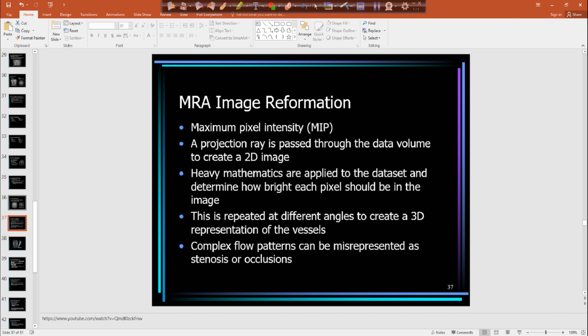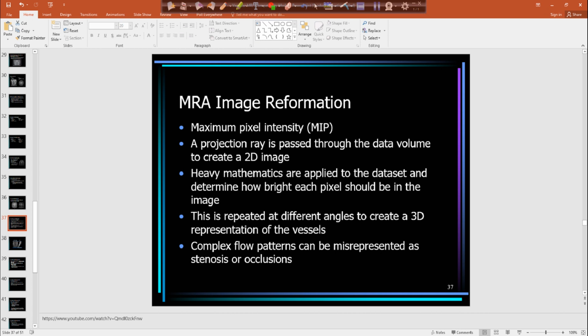All right, so with our time of flight, most of the time we usually have to MIP them, right? So the tech that you're working with goes, oh great, you did your time of flight sequence, now you have to MIP your circle of Willis. You have to MIP the anterior from the posterior, then you have to spin, and you have to nod or tumble those particular arteries. So what is MIP? MIP stands for maximum pixel intensity. So this is mostly the computer doing all the work because it's post-processing. So projection rays pass through the data volume to create a 2D image.